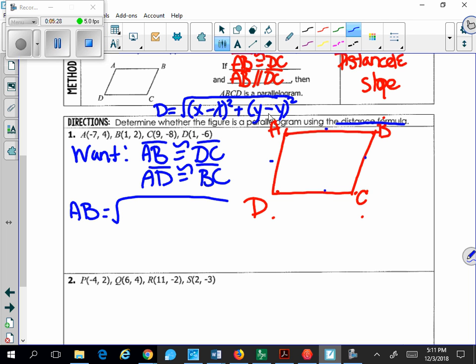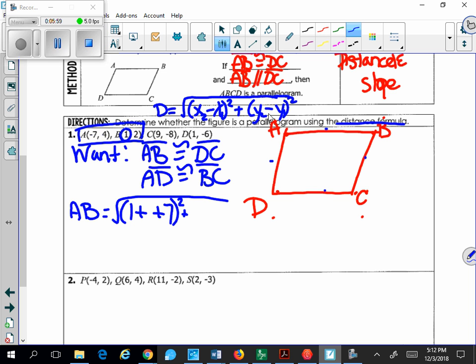So we'll say x2 minus x1, y2 minus y1. Remember, order doesn't matter too much inside the distance formula. So if I'm looking at AB, I'm looking at these two right here. If I'm finding that distance, I'll start with this. I'll start with 1.